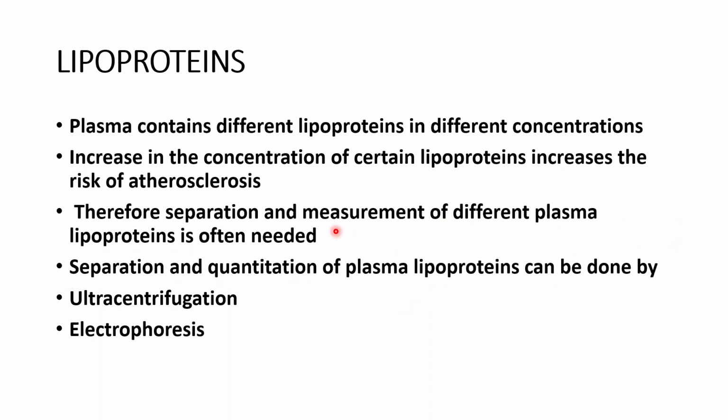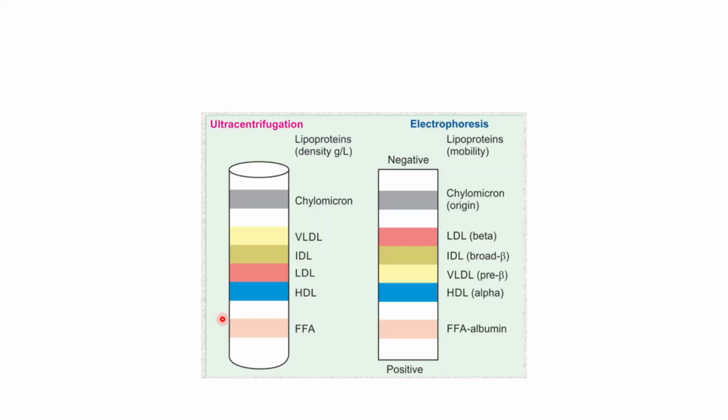So plasma contains different lipoproteins in different concentrations. An increase in the concentration of certain lipoproteins increases the risk of atherosclerosis. Therefore, separation and measurement of different plasma lipoproteins is often needed. So separation and quantitation of plasma lipoproteins can be done by either ultracentrifugation or electrophoresis. So these are the two processes by which we can separate or quantitate the lipoproteins.